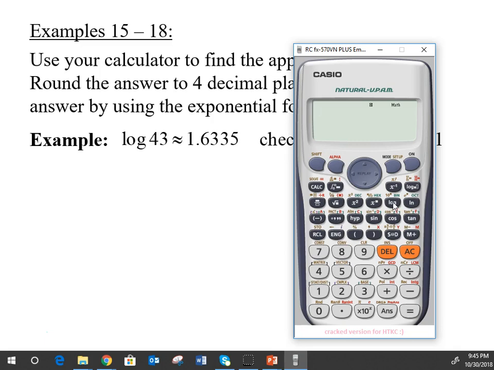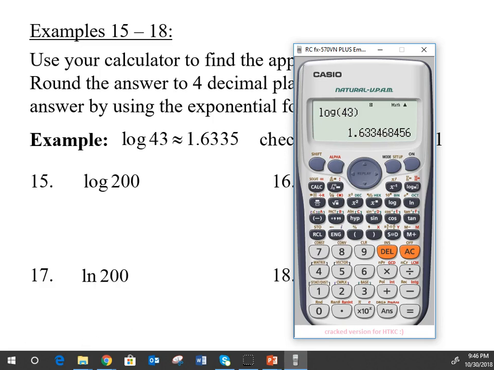Now the only thing is remember that log, when there's no base, means base 10. So I can't push this log button if it's any other base. But this problem has no base there, so that means it's base 10 and then a 43. So if we just hit the log button, type in 43, we can close the parentheses, though we probably don't really have to. But if we hit equals, we get 1.6334, and so on. So if we were to round this to 4 decimal spots, 1.6335, because the 4 would round up to 5.